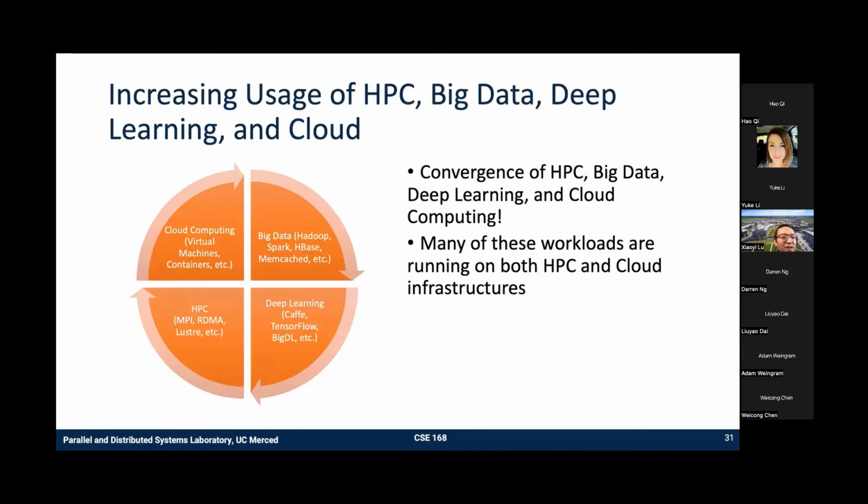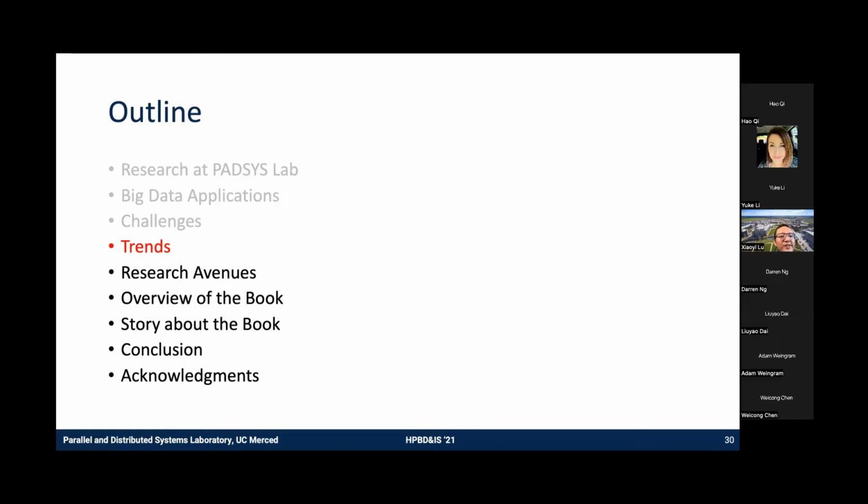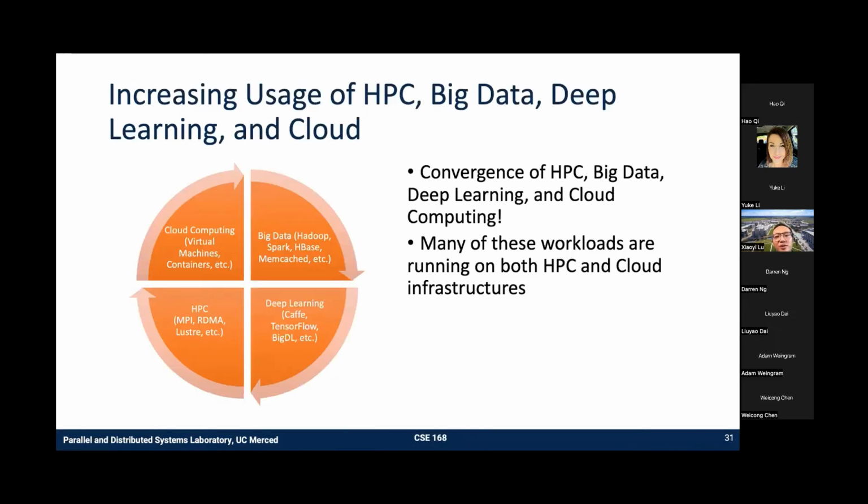Let me also give a little bit of background on the trends in the community, what's going on, right? What kind of active research is being done in the community or proposed by different places or teams. So one trend we see is an increasing use of HPC, big data, deep learning, and cloud computing technologies. And they are trying to converge in a way that they can borrow ideas from each other and come up with a better solution. Many of these workloads can run not only on HPC infrastructures, but also cloud infrastructures.